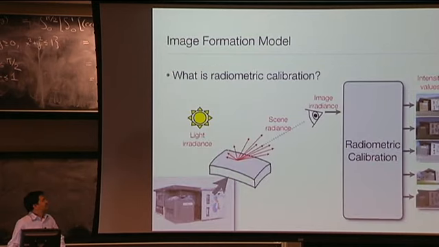But what is exactly the radiometric calibration? Well, in a few words, it's the process of mapping the image irradiance to the intensity values. We define the image irradiance as the amount of incoming light reaching the sensor. This is in turn the result of an interplay between light and surface properties, including the geometry of the surface.